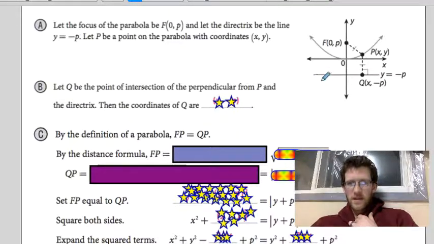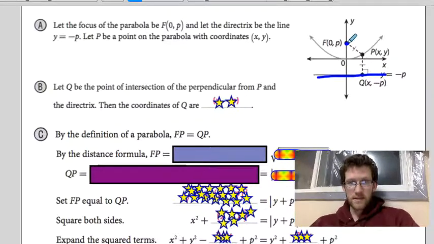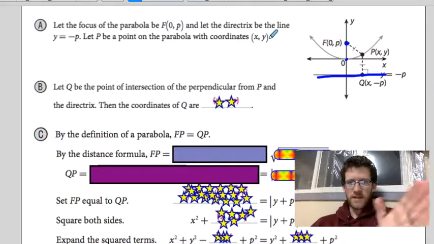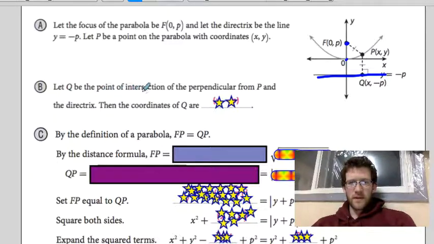And so the advantage of this, so here we are at y equals negative p, and then the focus is up here. The nice thing about this is that the vertex of the parabola is going to be at the origin. And it's a handy thing to have it in the origin. It allows us to have this simplified form when we do our first derivation here. So then they say, let point P be any point on the parabola with the coordinates x, y. Okay, that makes sense. x and y are just any given point on that line. Let Q be the point of intersection of the perpendicular from P and the directrix.